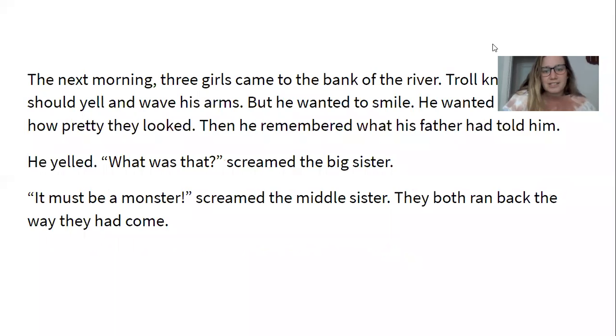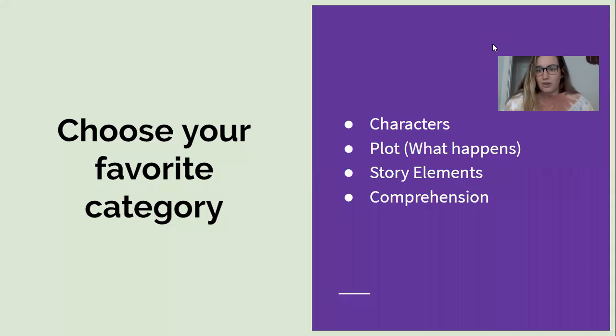Now this story does go a little bit further, but I'm just going to fast forward to that. There are 4 different types of ladder that you can do today. The first ladder that we're going to be practicing is characters. The second is plot. The third is story elements. And the fourth and final is comprehension. Comprehension is probably the most simple, and the other 3 are a little bit more complex ideas.